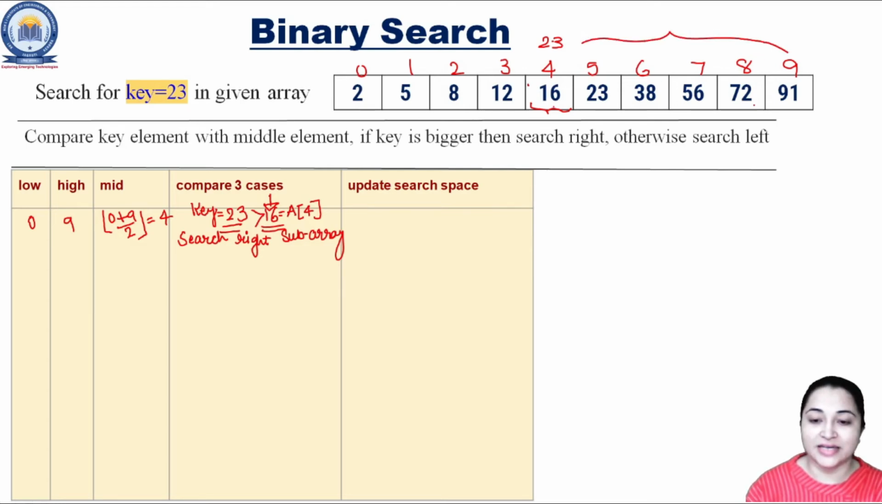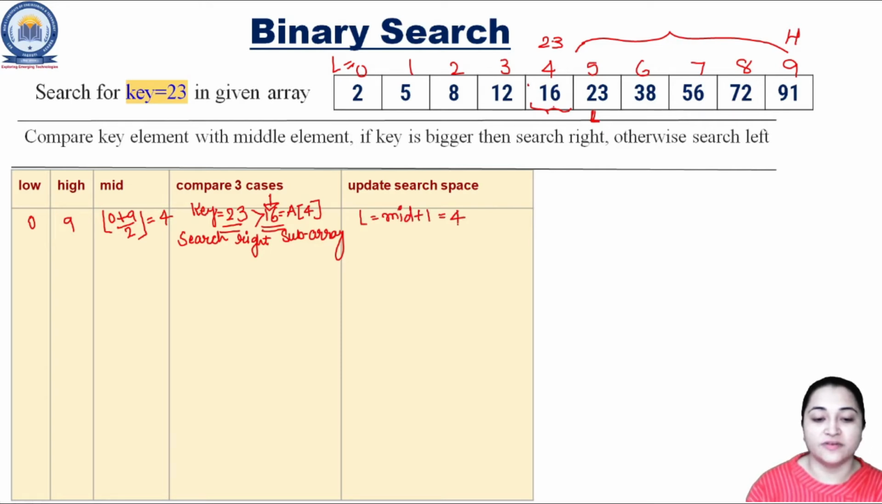In that case the high index will be pointing to 9 only, but we have to update the low index. Here the low index was pointing to 0, but now we have to search the elements in the right sub array. So we have to update our low index over here. Now low will be pointing at 5. So how do we get this index 5? Low will be mid plus 1.